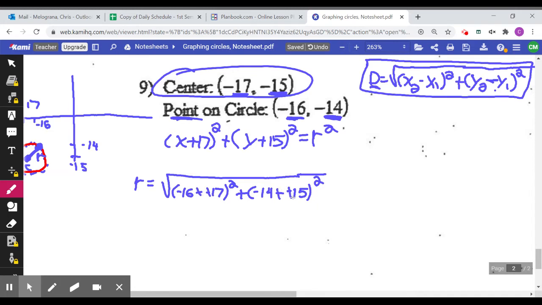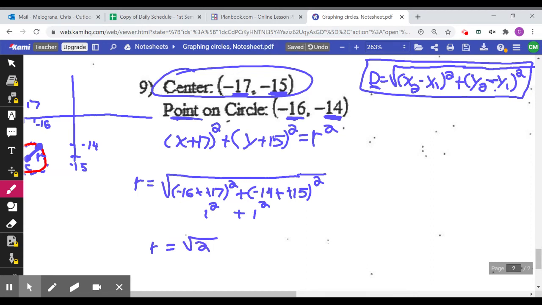And we're going to get 1 for each, right? Negative 16 plus 17 is 1. So we have 1 squared. Same thing here. Negative 14 plus 15 is 1. So we get 1 squared. So we're going to get 1 plus 1, which is 2. So the radius is going to equal the square root of 2.